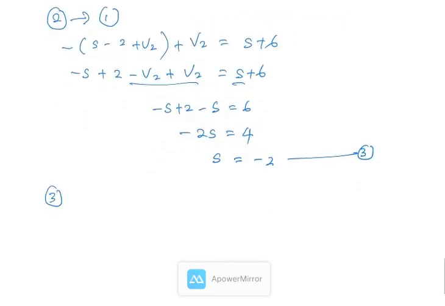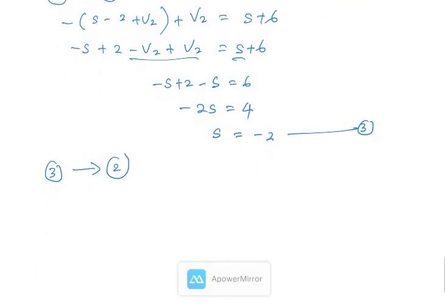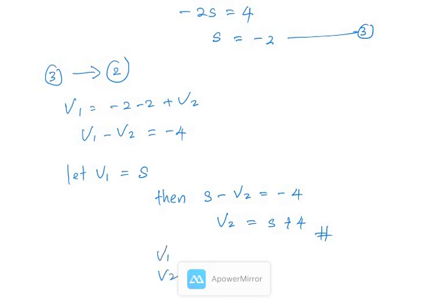Then I insert equation number 3 into equation number 2. Equation number 2 is v1 equals s minus 2 plus v2. So v1 equal to negative 2 as the s, minus 2 plus v2. So v1 minus v2, you get negative 4. Now you assume v1 equal to s, then s minus v2 equal to negative 4. v2 is s plus 4. So the vector v1 and v2 equal to s and s plus 4.